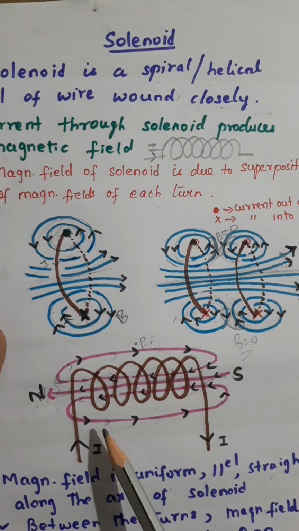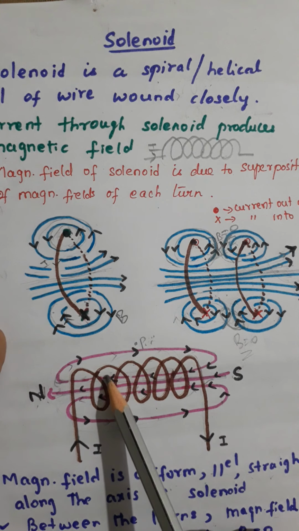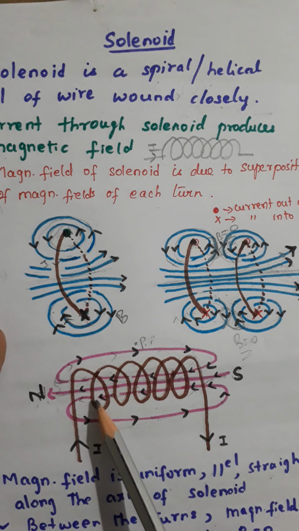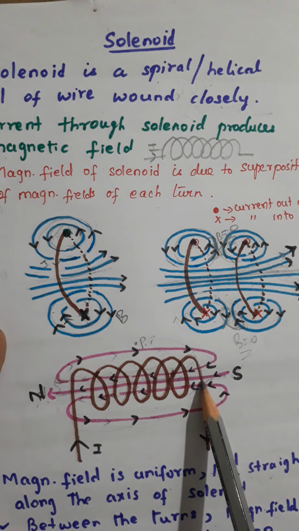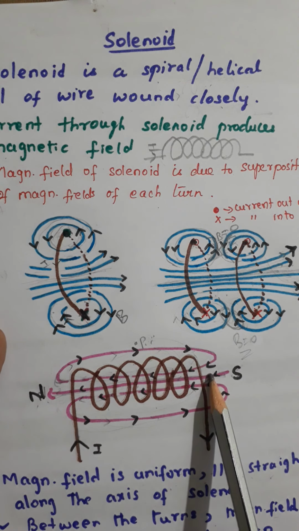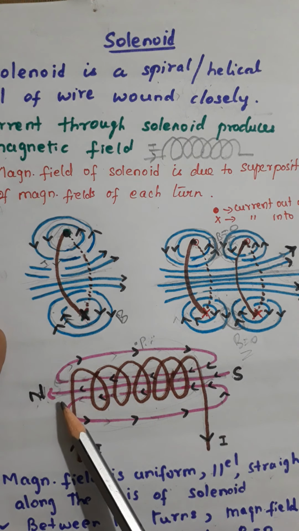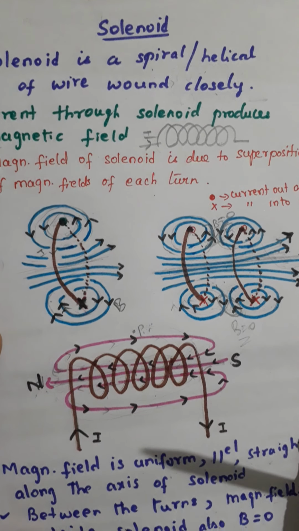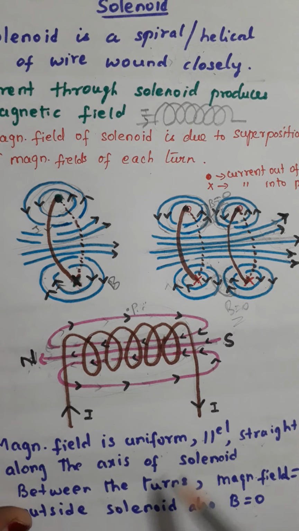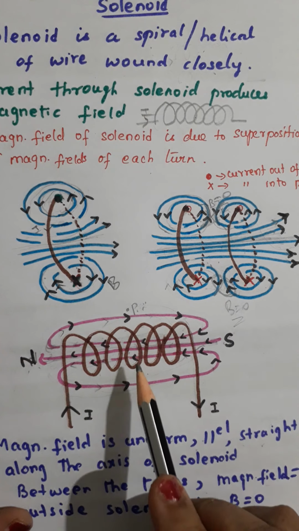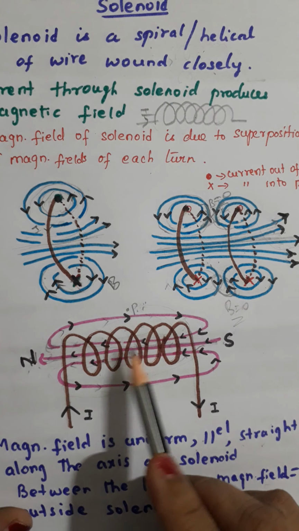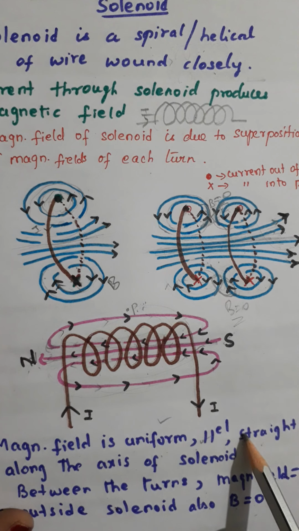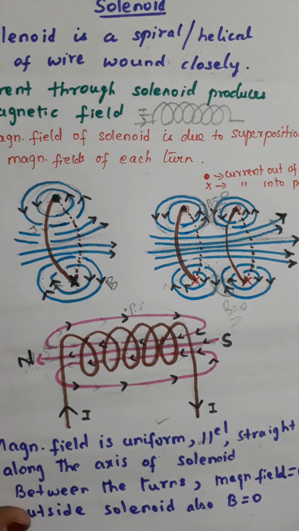You can see the magnetic field lines move from the north pole to the south pole. Here also you can see the magnetic field moving from north pole to the south pole, right? At the center, along the axis, it is from south pole to north pole. We will discuss this later. Now what we have to highlight is that the magnetic field is uniform, parallel, and straight along the axis of the solenoid.